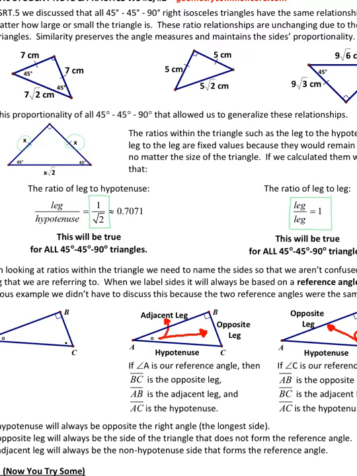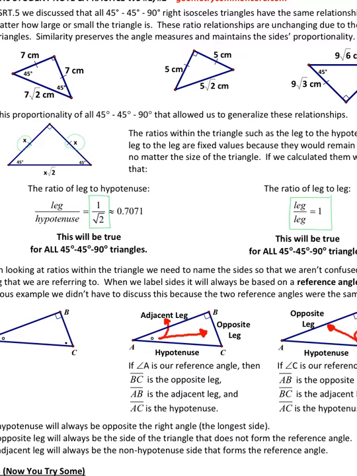Looking at these ratios then, we could always say that the ratio of the leg to hypotenuse was 1 over root 2, which simplifies to that decimal. We could also say that the ratio of a leg to a leg is 1. The sides are always congruent, so if you write the ratio, it'll always equal 1. True for all 45, 45, 90 triangles.